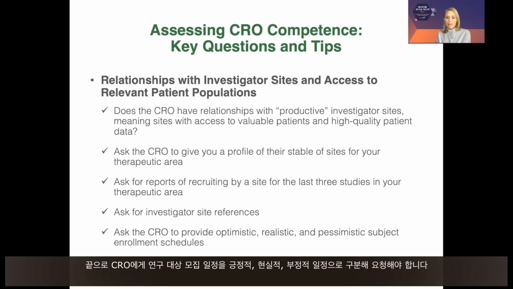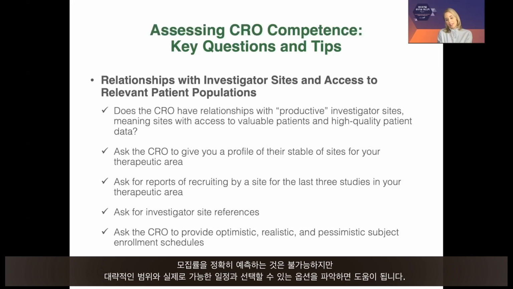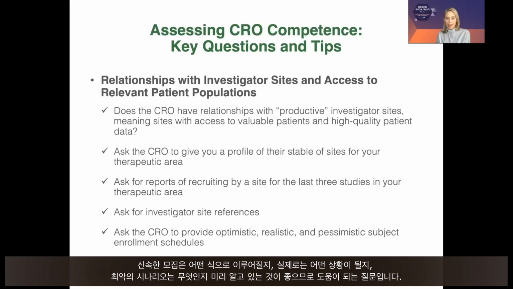And then finally, ask the CRO to provide you with an optimistic, a realistic, and a pessimistic subject enrollment schedule. It's obviously impossible to predict with certainty what rate of enrollment you can expect, but it's helpful, I think, to have a range of what's really out there and what the options might be. And so it's good to know what a really fast enrollment might look like, what the enrollment is probably going to look like, and what a worst case scenario might be. So I think that's a helpful question to ask as well.